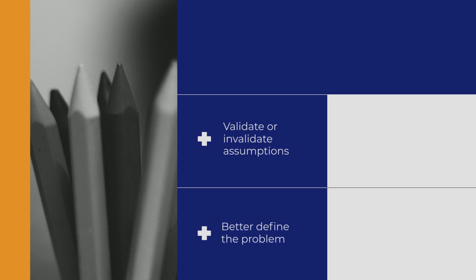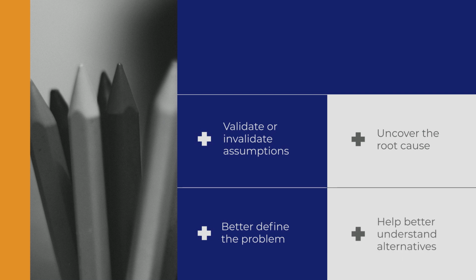Your next step is to identify themes or patterns from across your interviews that help you validate or invalidate your assumptions, better define the problem or need, uncover the root cause or causes, and better understand alternatives that people have tried and how those worked. Additionally, you should be able to gain a better understanding of the emotions connected to the problem or need. You've probably already noticed some patterns emerging.